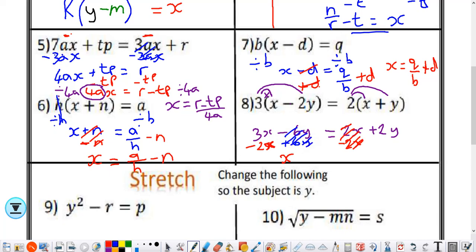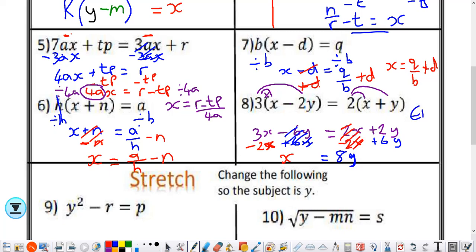So the only thing I've got on this side of the equation now is x. I have to do the same on the opposite side of the equation to make it balance. 2y add 6y is going to give me 8y. So my answer for question 8 is x equals 8y.